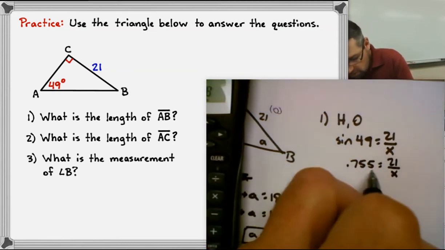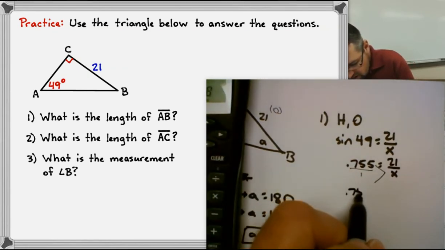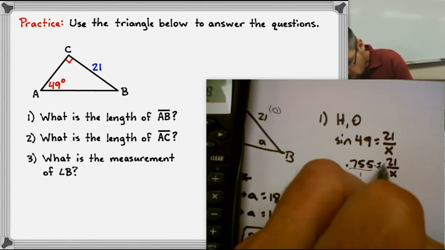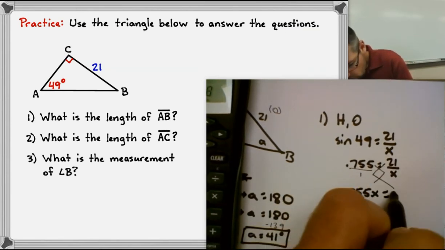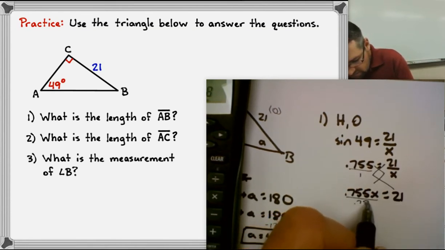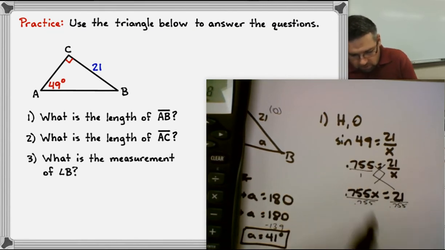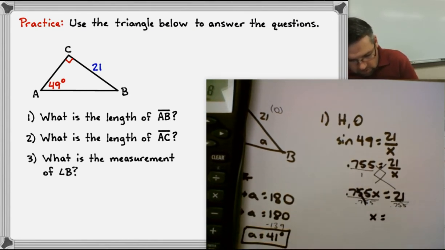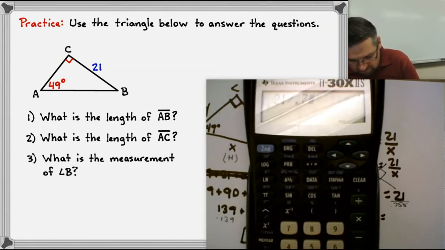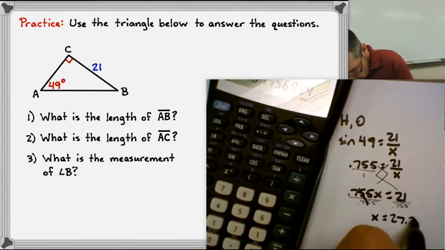Then we'll put it over 1 and cross multiply. So we end up with 0.755x equals 21 times 1, which is 21. And then we'll divide by 0.755 and get our answer. Okay, so those would reduce. We got x equals 21 divided by 0.755, which ends up being 27.815.